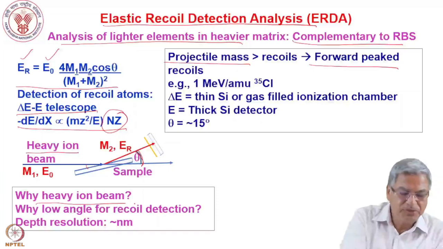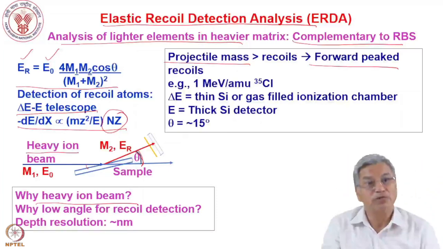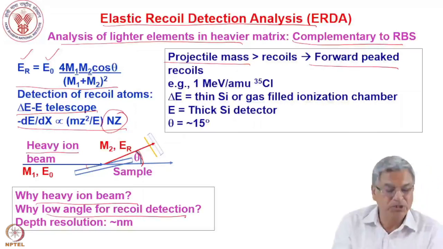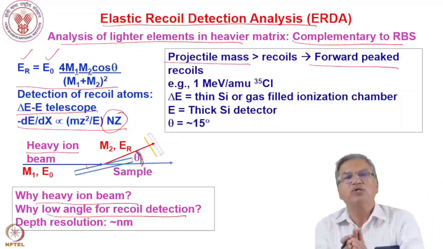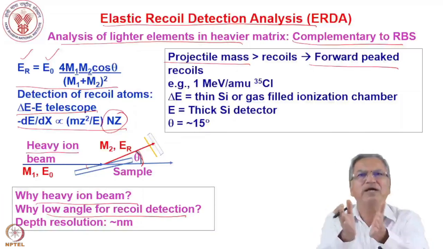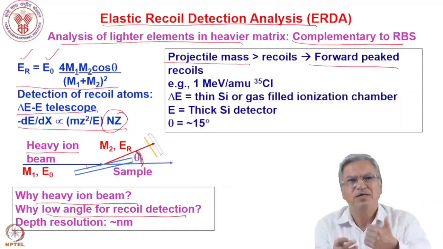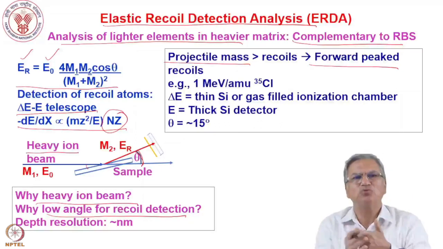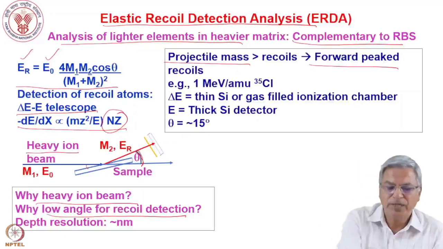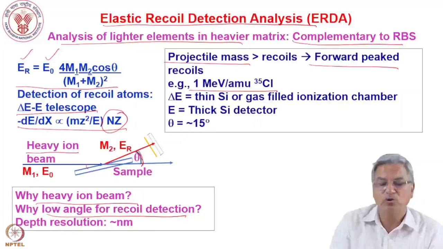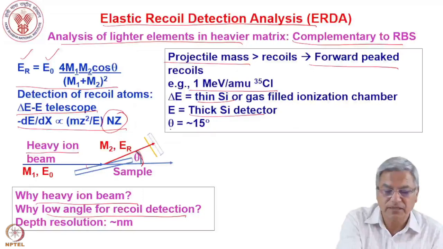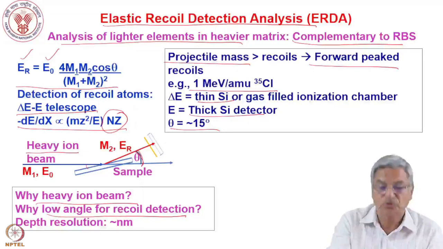So why heavy ions? Because we want the higher recoil energies, which will appear at the forward angles. And why low angles? Because with heavy ions as projectiles, recoils will appear at the forward angles only. The recoils will come in the forward angle only if you have a heavier mass. So ERDA essentially is used to detect low Z impurities in a high Z matrix. Typically, you have 1 MeV per nucleon chlorine, so a 35 MeV chlorine beam, with a thick detector and a thin detector, and keep the angle at 15 degrees or so.